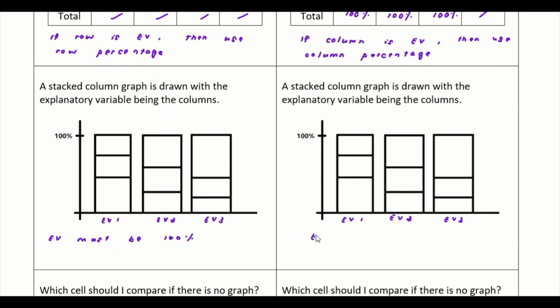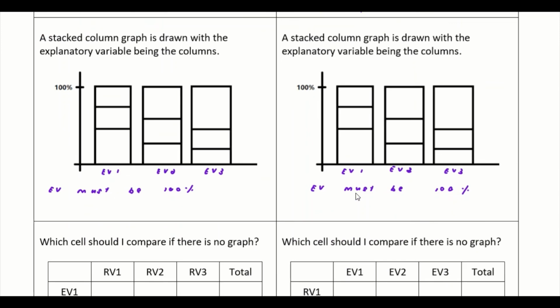Okay, because if let's say they are not in the same height, then it's impossible for us to compare the difference in the proportion for all the response variable that we have inside the column. Okay, so EV must be 100%. Then the other thing that I want to say is when you try to do description, not comparing within, you are trying to compare across.